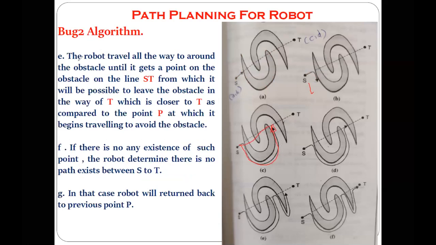So the same thing, the robot travels all the way around the obstacle until it gets to a point on the obstacle on the line ST, from which it will be possible to leave the obstacle in the direction of target T, which is closer to T as compared with the point P, by avoiding the obstacle. Okay. So after the robot encounters the straight line, will the robot circumnavigate the whole obstacle like this?